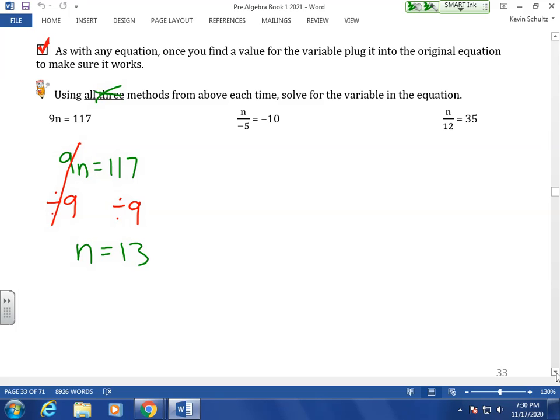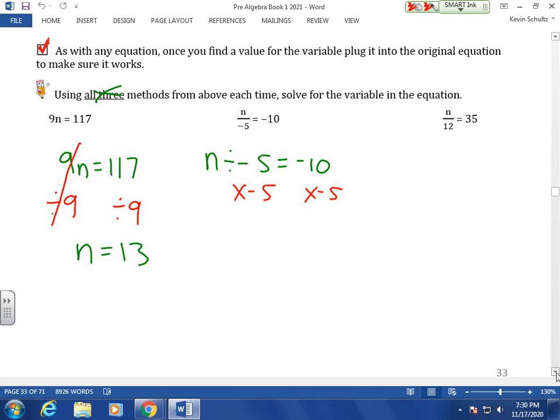The next one, n divided by -5 equals -10. Now, it might help you to go ahead and write this instead of as a fraction like that, write it horizontally here, right? N divided by -5 equals -10. Just to remind you that that fraction is, in fact, a division symbol. So what's the opposite of dividing n by -5? Well, the opposite is multiplying by -5.